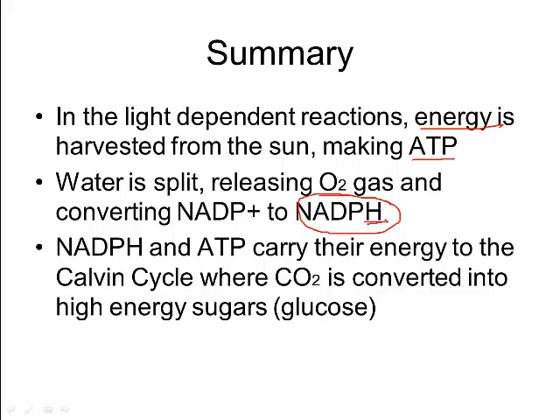The NADPH and the ATP carry their energy to the Calvin cycle, and that is where, with the carbon dioxide, they are going to make your new high-energy sugars in the form of glucose. Okay, so all of this happens within the chloroplast. So we're going to take that energy, we're going to put it into the ATP, we're going to split the water, put the hydrogen into NADPH, combine it with the carbon dioxide, and we're going to end up with our glucose as our end product, and that's where all of that energy is now being stored.